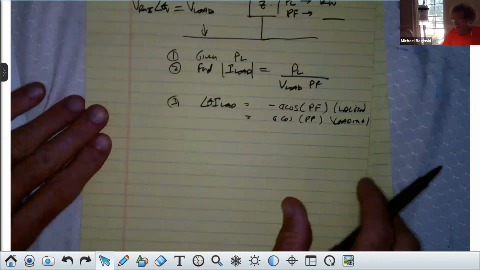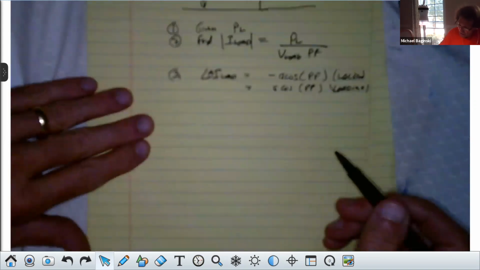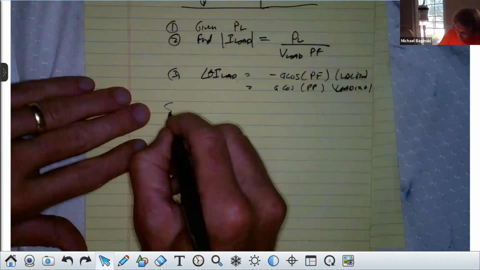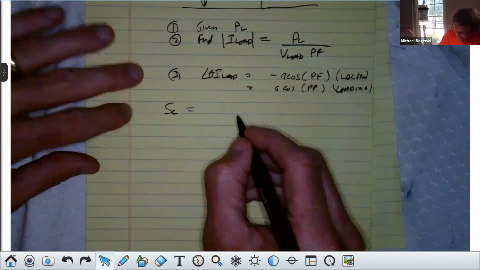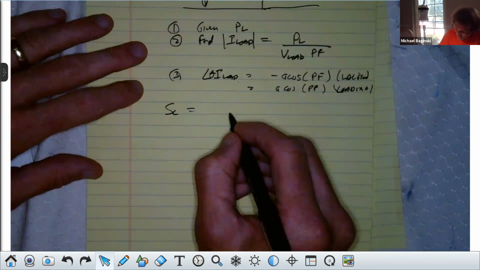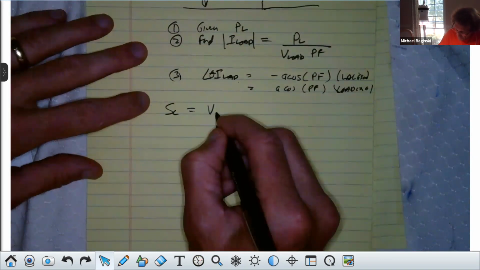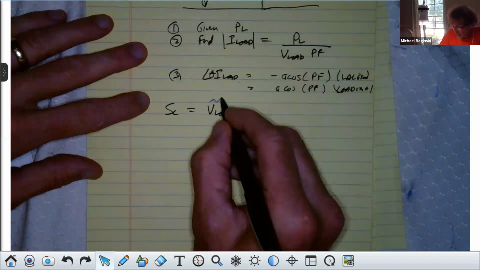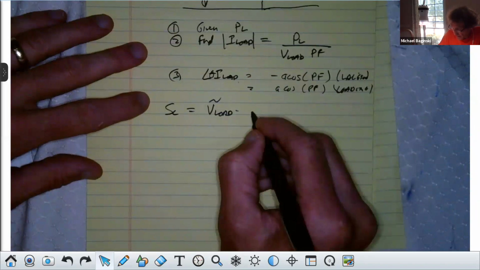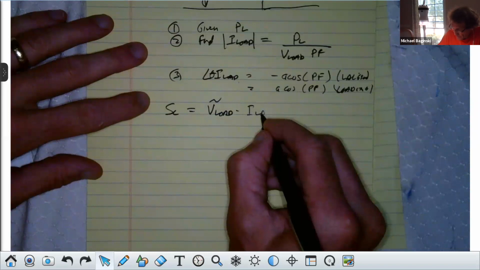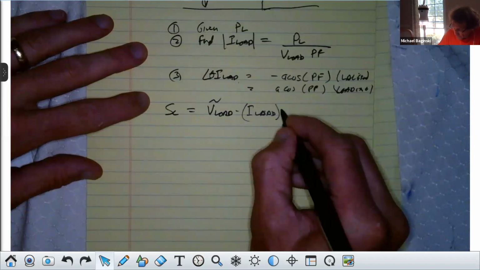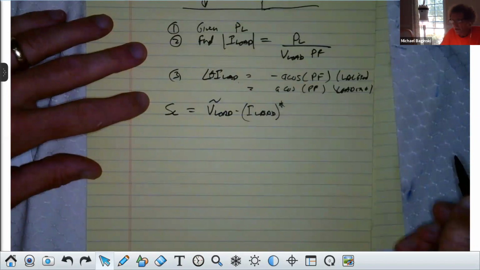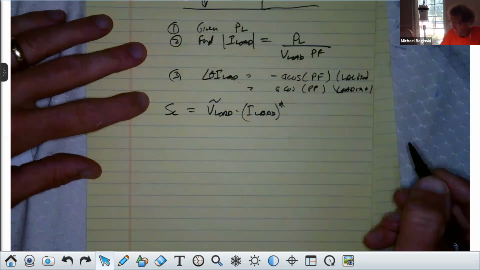Now what we do is construct a complex power diagram. We define complex power as V, and this is for anything, but in particular for the load, V load. And here that's going to have a magnitude and an angle. And then it's times I in the load, but it's conjugated. And that's the key. Conjugation always flips the sign of the angle.